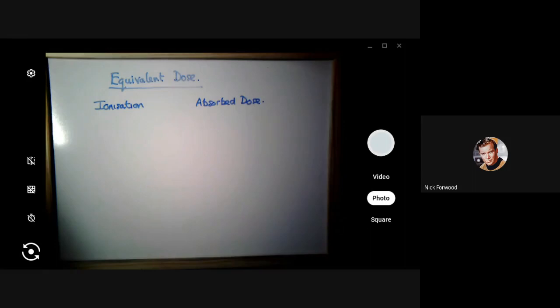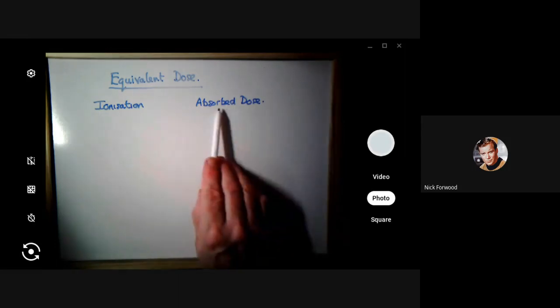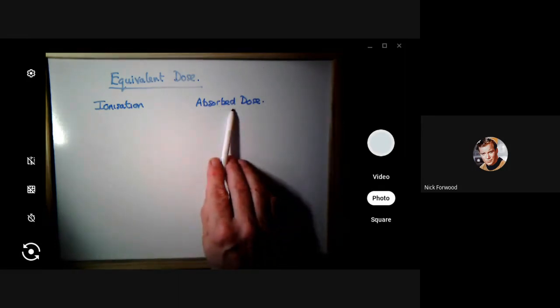Now, it's important that we keep the absorbed dose as low as possible in terms of humans and living cells being exposed to radiation. The less absorbed dose, the less energy that cells are taking in, and the less energy they take in, that's got to be a good thing.